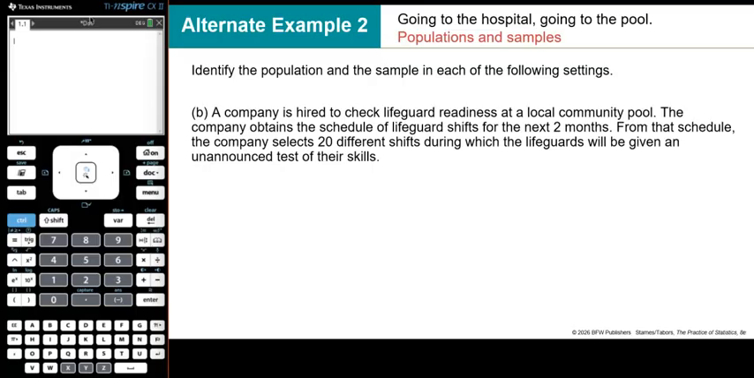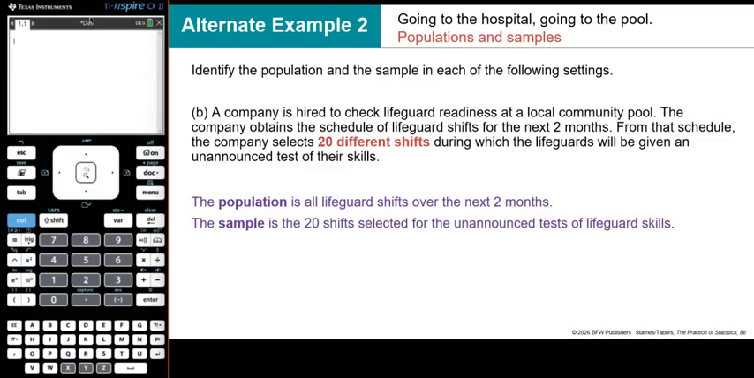So start with the sample. This one, it's pretty clear, I think. The 20 different shifts for the lifeguards. So they sampled 20 shifts for the lifeguards. The population would be all the shifts for the lifeguards at this particular company, all lifeguard shifts over the next 2 months. Maybe I should include the time there. The sample is the 20 shifts selected for the unannounced tests of lifeguard skills.